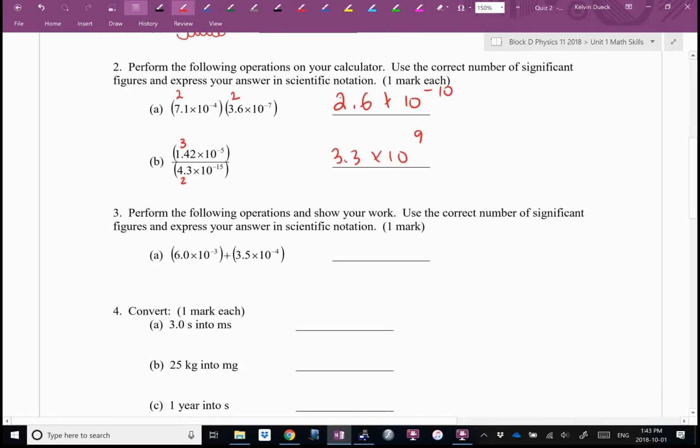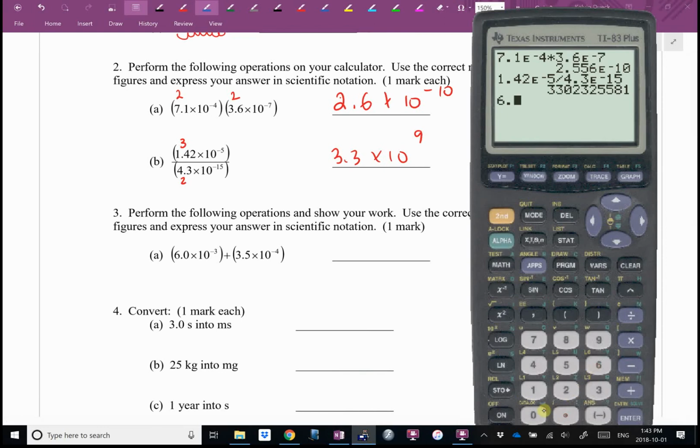Adding and subtracting scientific notation with Sig Figs, I need to unscientific notation them. So I'm going to write this as 0.006. That's 6.0. Oh, sorry. I have to put a 0 there because there's a 0 there. And I'm going to write this as 0.00035. I'm going to round to this decimal place, which is the 4th decimal place.